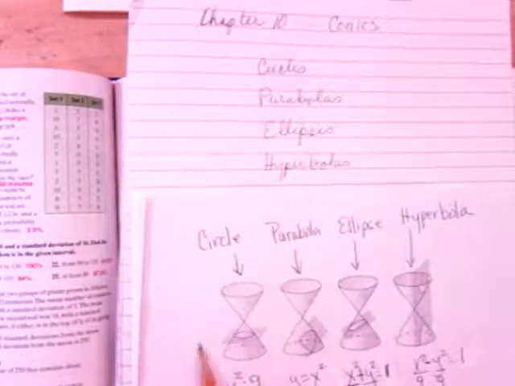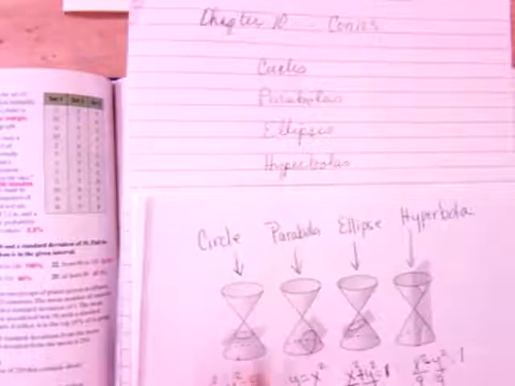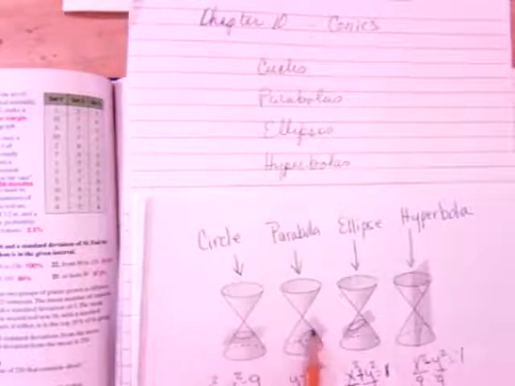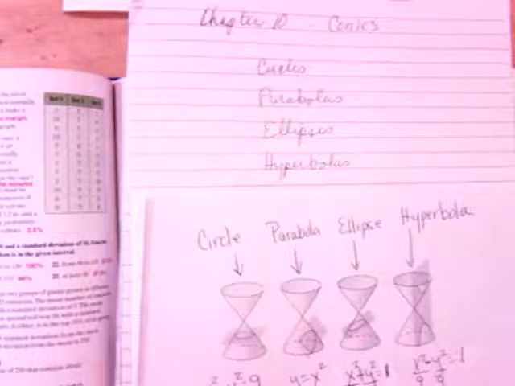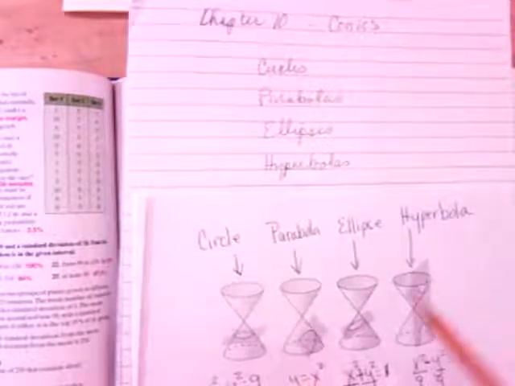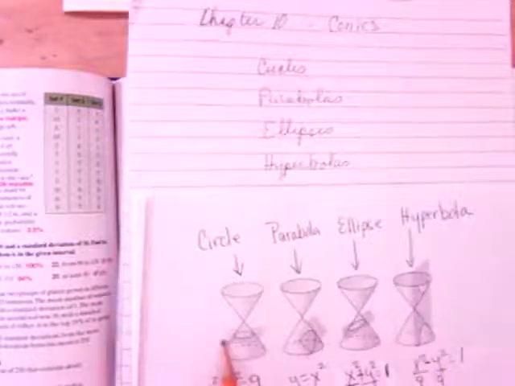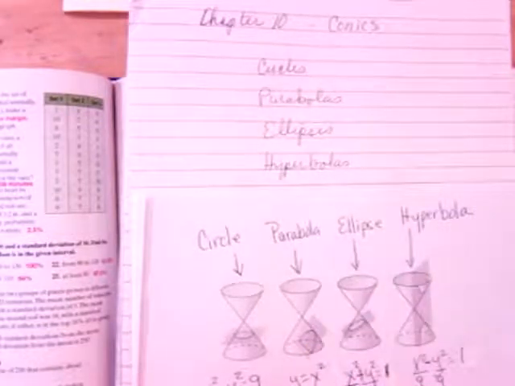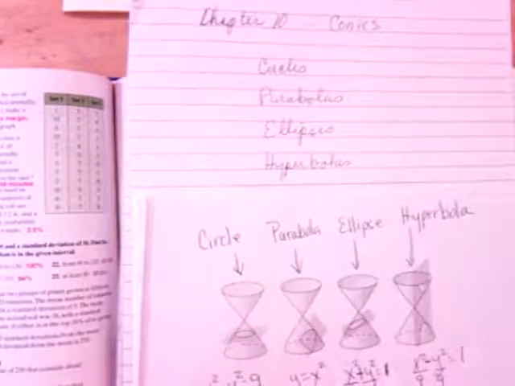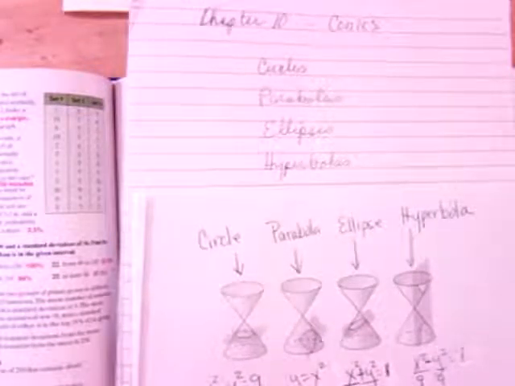So a circle, here's a diagram. A circle is what you get when you slice through a cone parallel to the base. A parabola is what you get when you slice at an angle down through to the base. An ellipse is what you get when you slightly angle from the position of a circle. And a hyperbola is almost like two parabolas. You slice through both bases of a double cone.